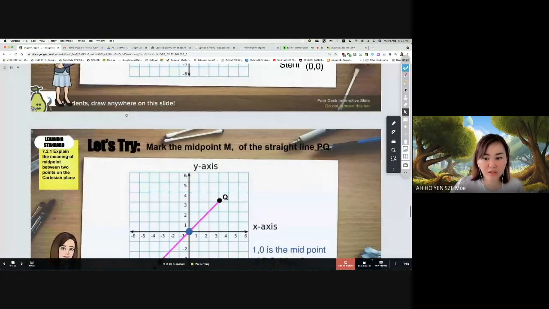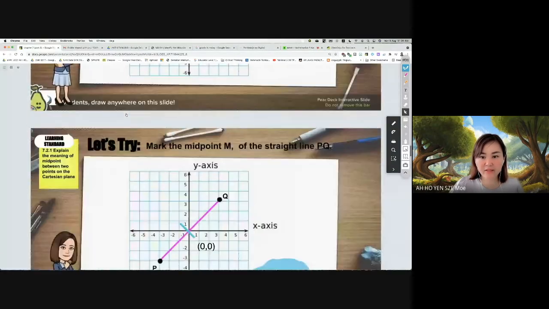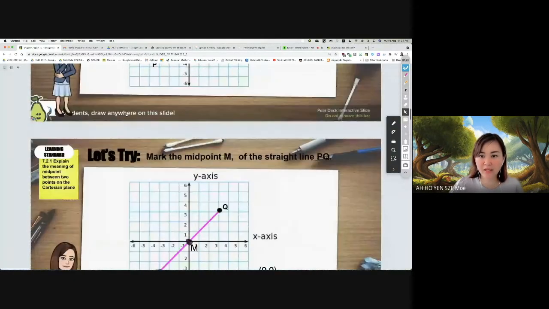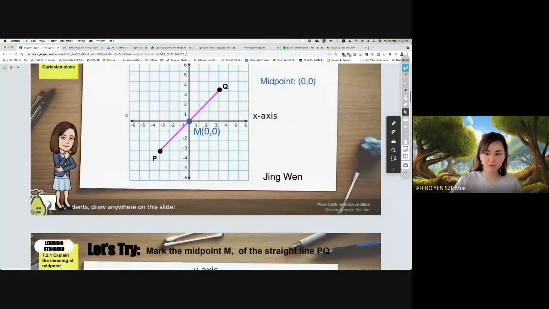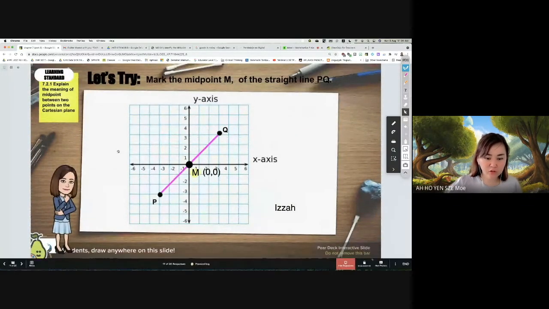So let me check. Iza. Okay, show Iza's one answer because now she is planning. Okay, yes. So you said 3 units. So 3 units is what? Here, right? 1, 2, 3, and then 1, 2, 3. Okay, so that's why you chose this one as your midpoint. Iza. Okay. So actually the midpoint M is at 0, 0.